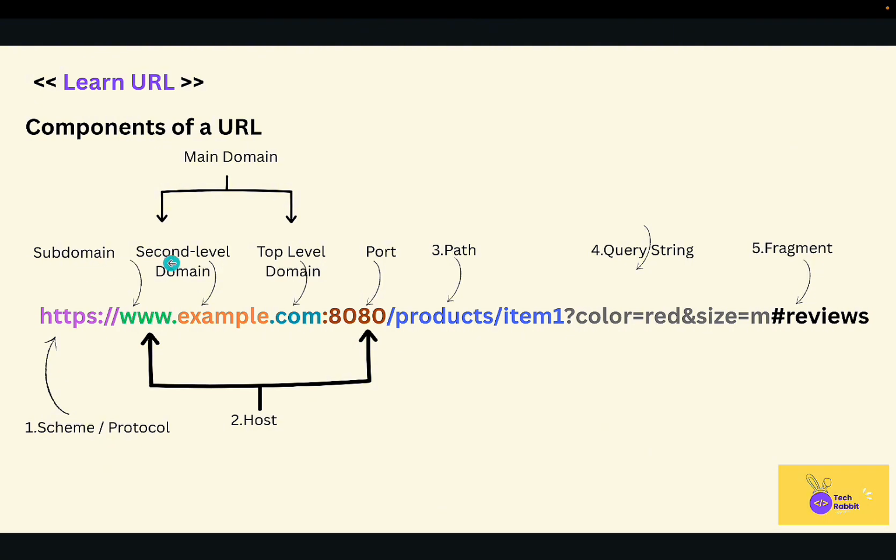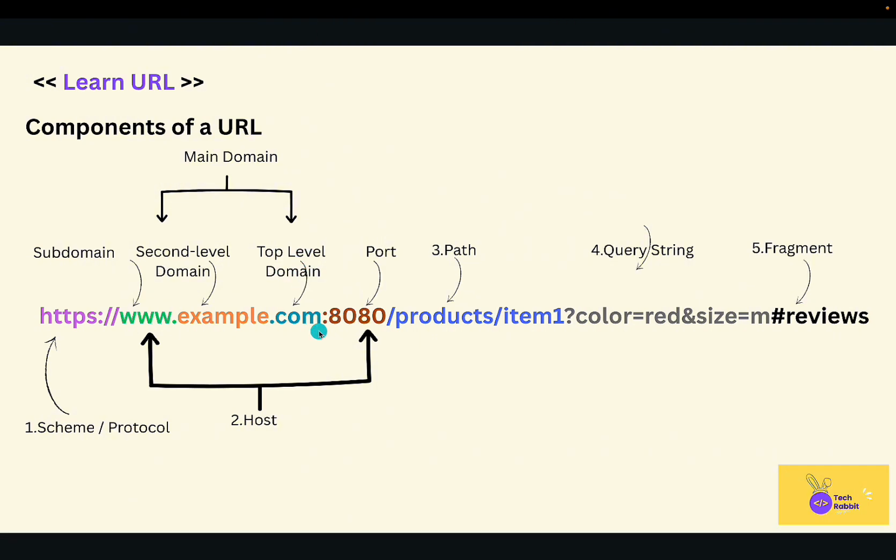After the subdomain, we have the main domain. The main domain is divided into second level domain and top level domain. The domain itself is defined as the human readable address of the website. And in this example, we have example as the second level domain and .com as the top level domain.